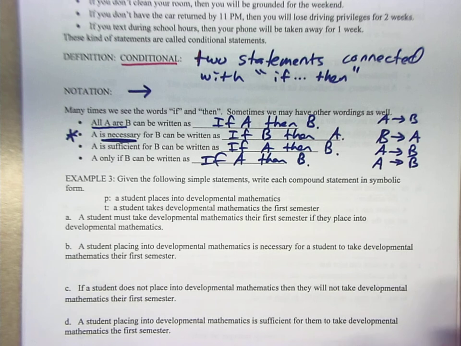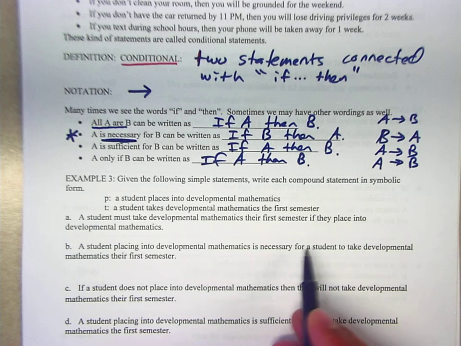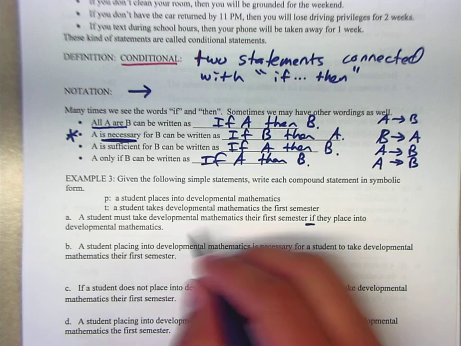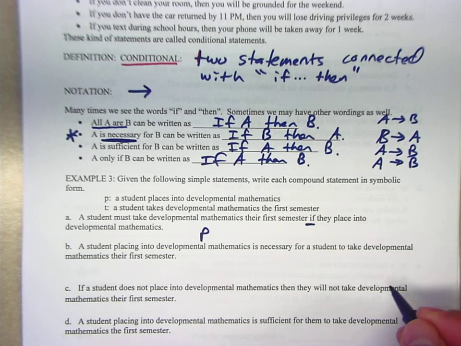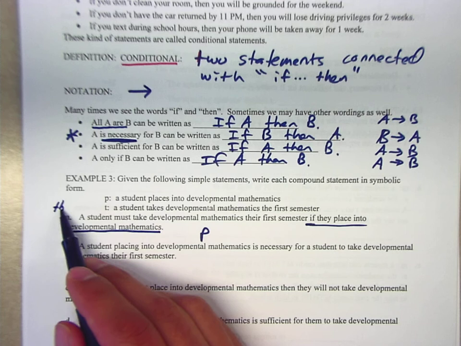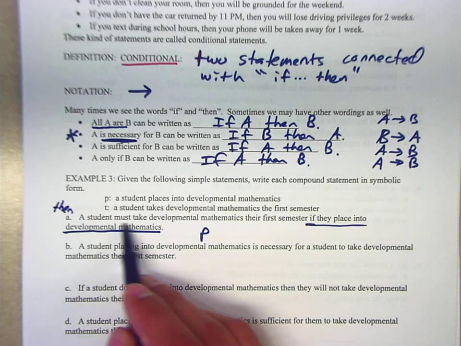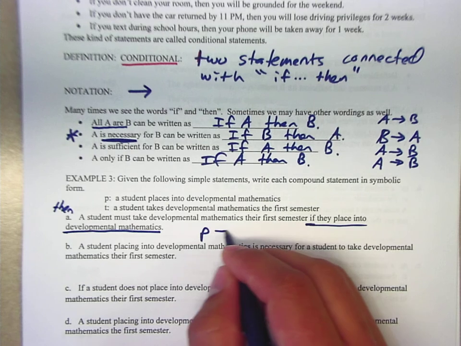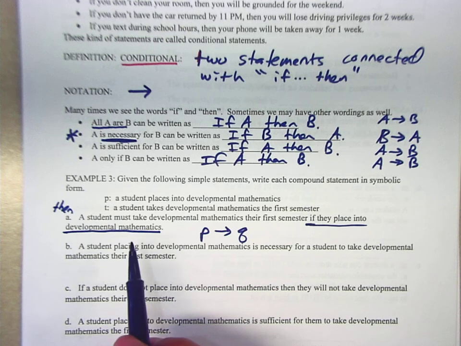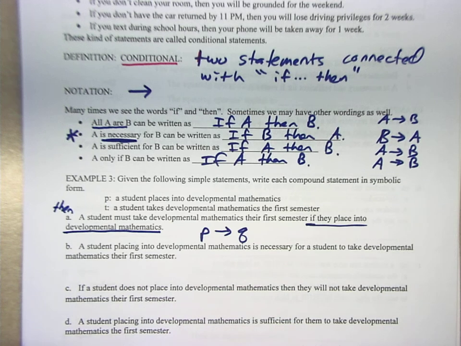All right, so let's look at example 3 again. A student must take developmental math their first semester if they place into developmental math. So it looks like the condition here is they placed into it. Notice here's the if, so that would be P. If they place into developmental math, and there's kind of an implied "then" at the beginning here, then a student must take developmental mathematics. So that'd be written this way. Again, this is not a typical or common way to say it, but it means the same thing.